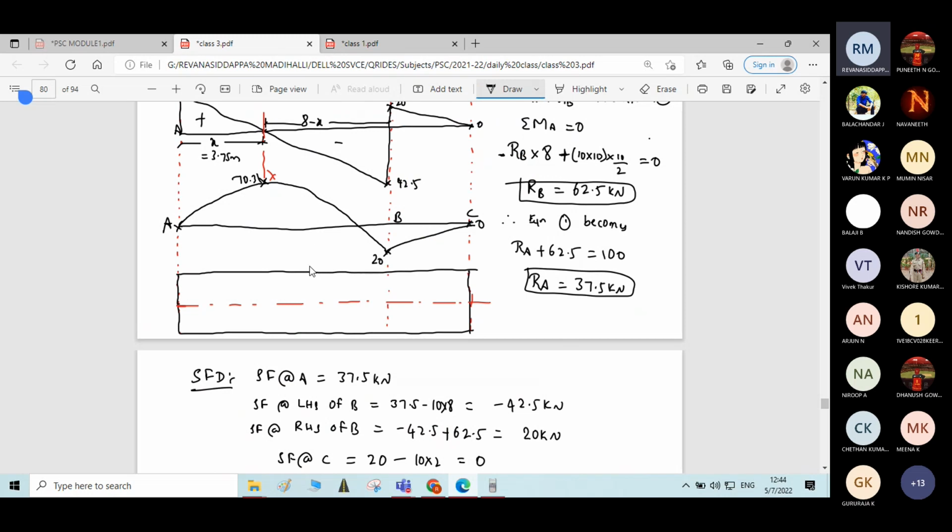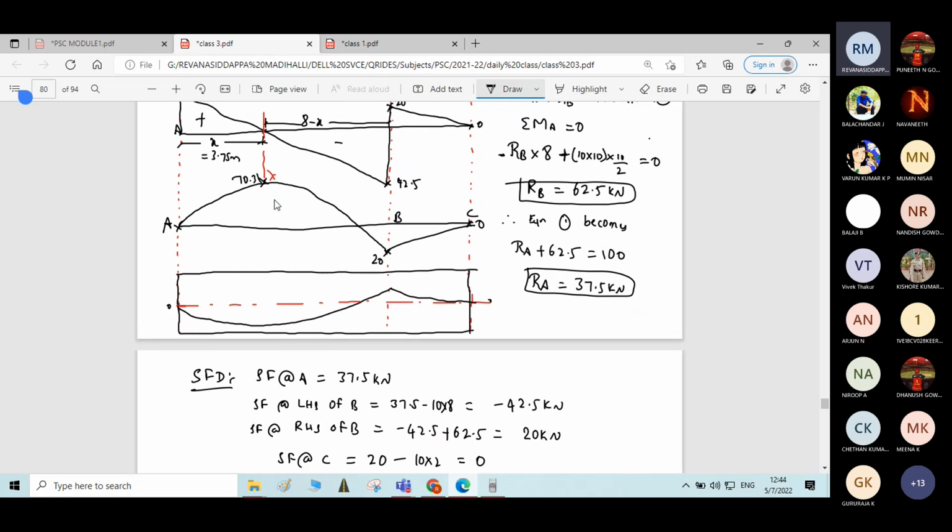Now here it asked to suggest a suitable cable profile. What should the cable profile be? It should be similar to the BMD but in the opposite direction. I'll draw the diagram now, like this. This is what the nature of the cable profile should be.